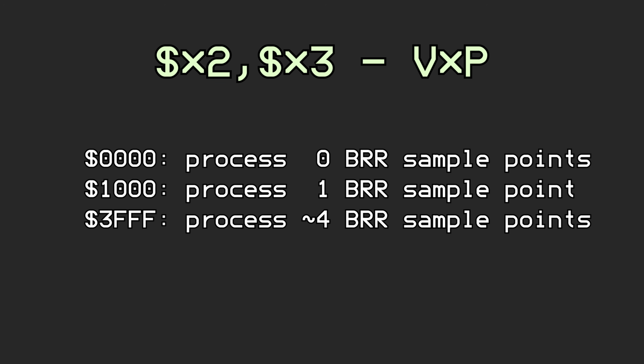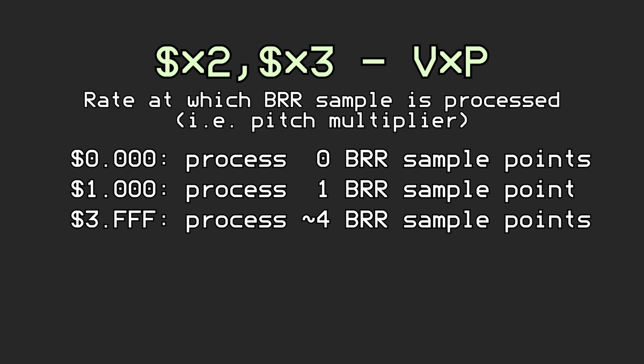This value is often treated as a 2.12 fixed point decimal number, where the lower 12 bits are the fractional part and the upper 2 bits are the unsigned integer part, ranging from 0 to 3. In this format, the number would represent how big each step is and how quickly the BRR sample is processed in terms of number of sample points. The fractional part just allows for more precision for the in-between values, so you aren't just limited to multiples of the base frequency of the original sample.